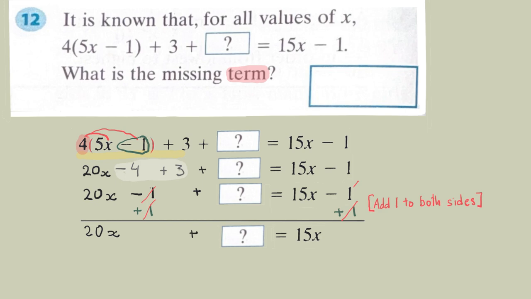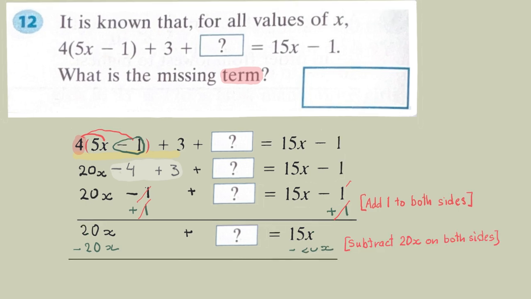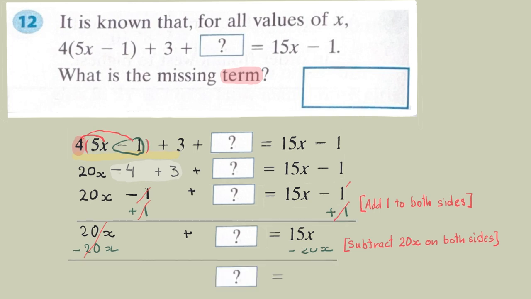So now if we remove the 20x from the left hand side, just so that this unknown term is on its own, and we do this by subtracting 20x, and therefore subtracting 20x on that side as well. So we've eliminated those two, and what we have left is that our missing term is going to be 15x take away 20x, which means it'll be a negative 5x. So we fill the answer in our box. Minus 5x is the term.